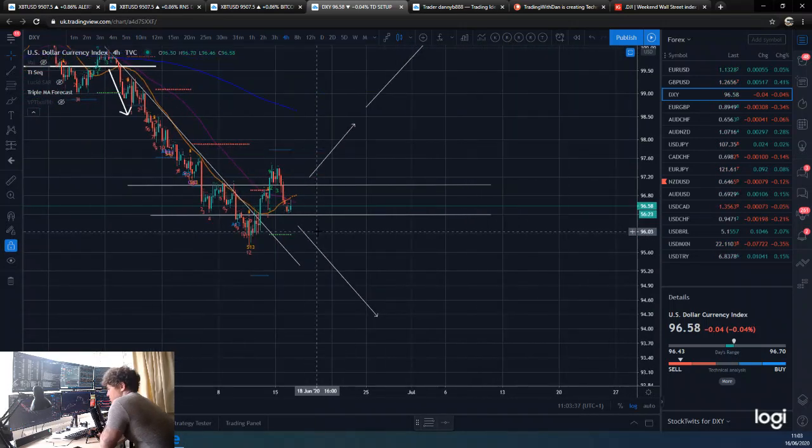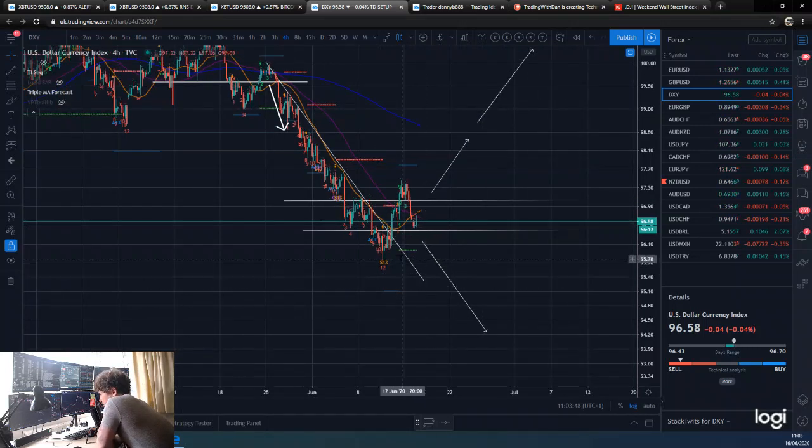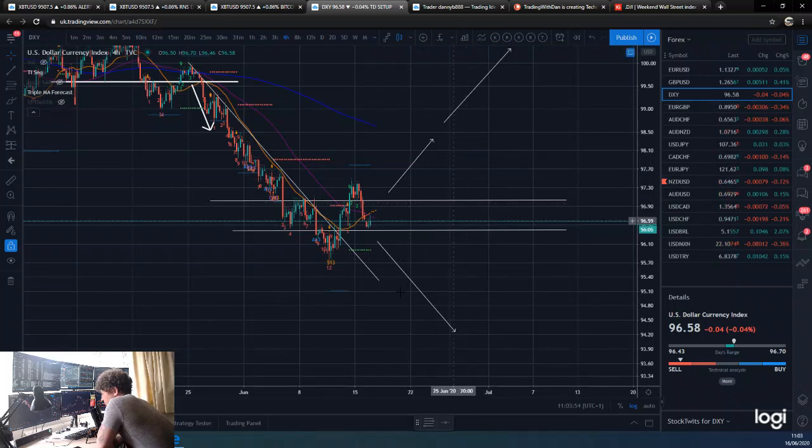So we do need to decide whether we are going to start a bullish trend or a bearish trend, or continue the bearish trend. We've obviously got clear levels here as well to take out to indicate more movement downwards.